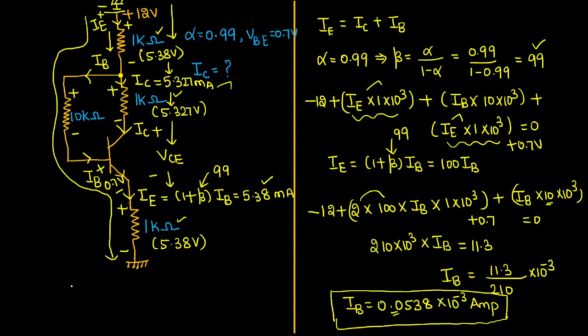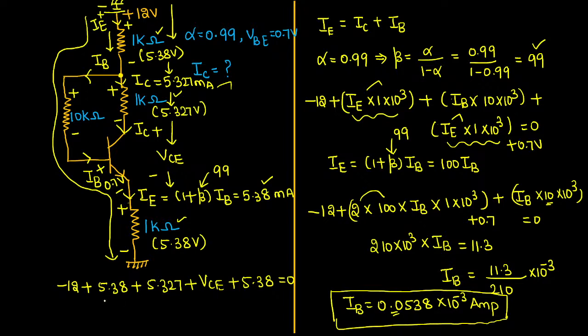Let us estimate the value. Minus 12 voltage plus first 5.3 voltage in the top 1 kilo ohm resistor. Then the voltage drop across the collector resistor, there I found 5.327 voltage. Then collector to emitter voltage. Then at the bottom we got 5.38 voltage, equal to 0.